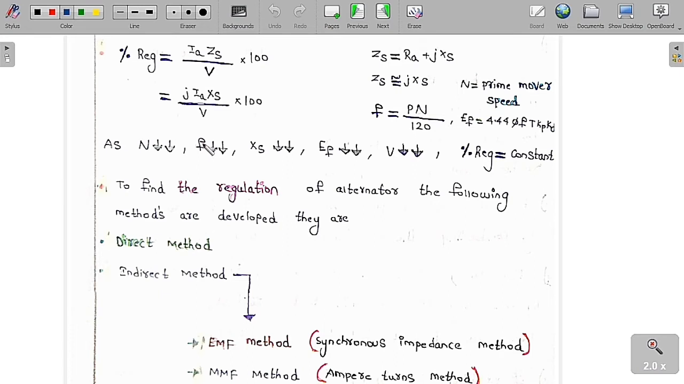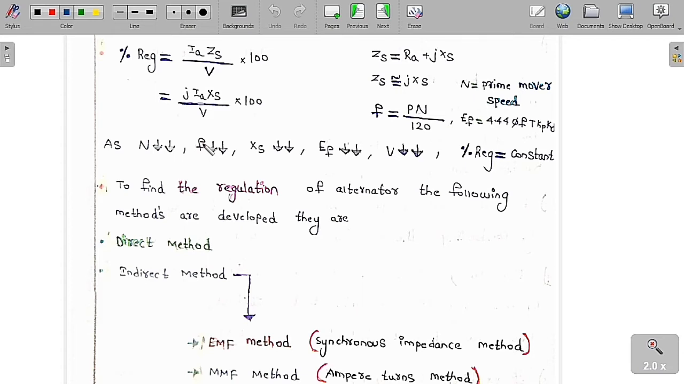See, I have already told you, whatever the speed of the prime mover of the alternator, definitely this graph is constant for all the speeds. Means no matter at whatever speed you rotate the alternator, the voltage regulation graph for the alternator is always constant. Listen carefully, I already told this important point in the alternator concepts itself.